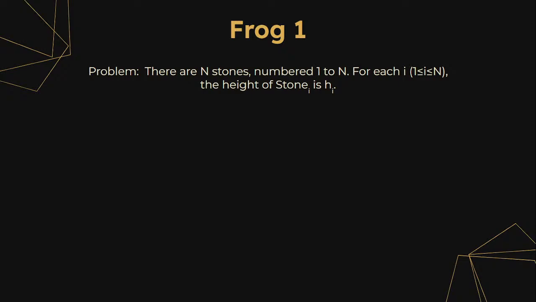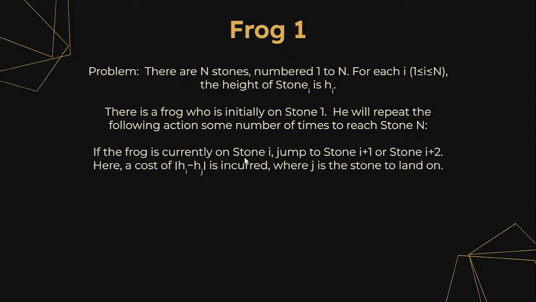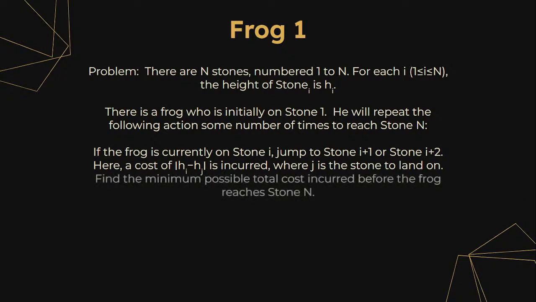So the problem is simple. There are n stones numbered from 1 to n, and for each i from 1 to n, the height of stone i is h_i. There is a frog who is initially on stone 1. He will repeat the following action some number of times to reach stone n. If the frog is currently on stone i, jump to stone i+1 or stone i+2. Here, the cost of jumping is the absolute value of the difference of the heights, where we take the difference from the current stone to the stone we jump on. You have to find the minimum possible total cost incurred before the frog reaches stone n.